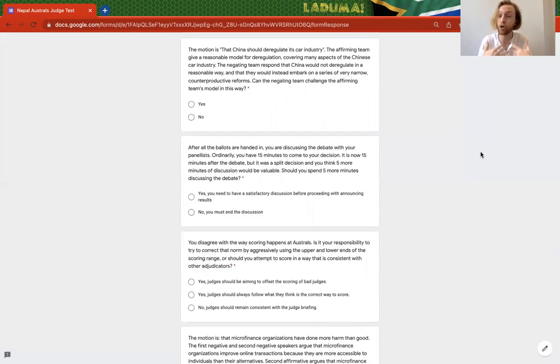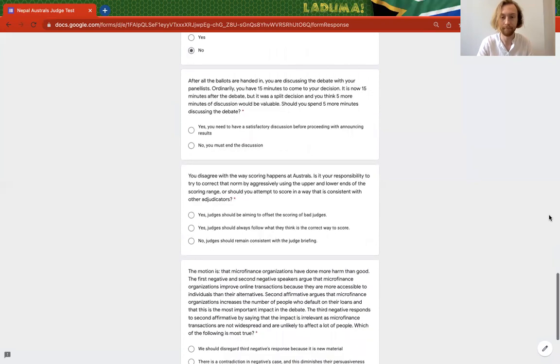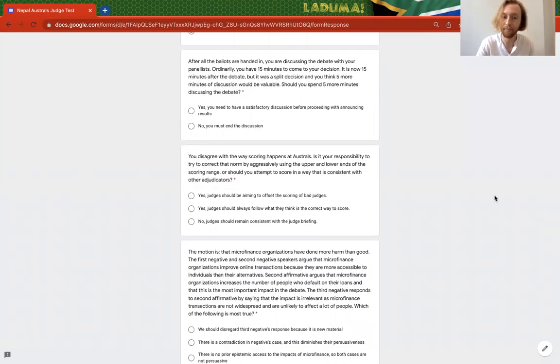The affirming team is encouraged to bring a model and a definition. It is very unlikely, in fact, it cannot be successful simply to say that China wouldn't do X thing in the way that you have modeled it. As long as it's a reasonable definition that fulfills the burden of deregulating the car market, it is the affirming team's prerogative to define that model. So no. Next question is about timing.